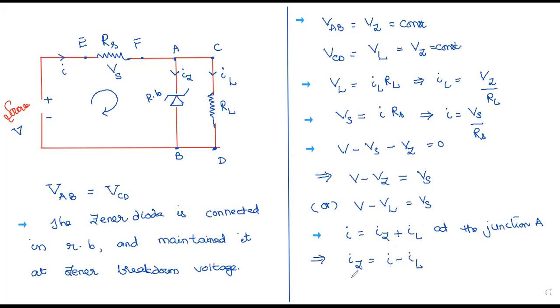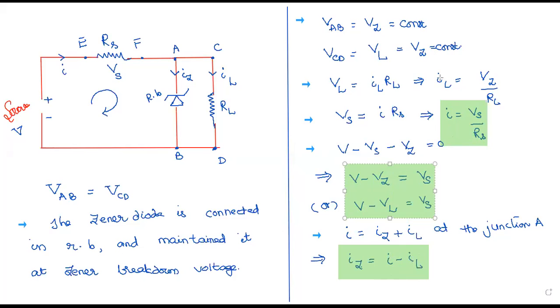Very simple. So to find the current through the Zener diode, what is required? I is required, IL is required. Okay, is I given in the problem? No. So you have to find I. How to find I, sir? Using the formula Vs by Rs. Is Vs given to you in the problem? No. That's why Vs we have to calculate using these two. After finding that, finally you can find I.